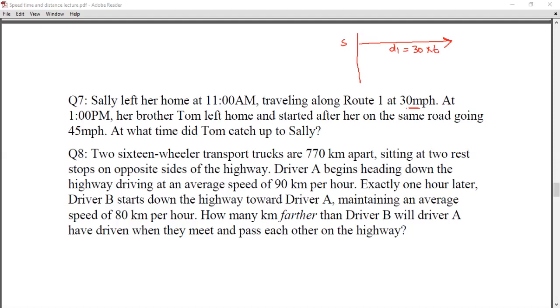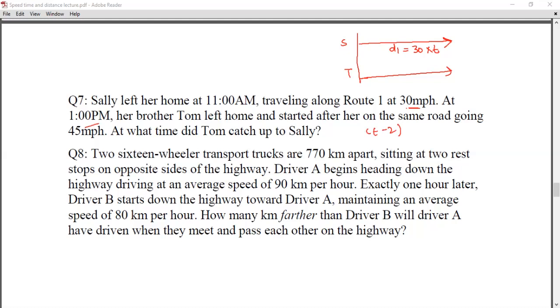Now for the same case, her brother Tom. For Tom, we again draw the same line, as the distance is common here. Tom's speed is given as 45 miles per hour, and he left 2 hours later than Sally. So the time taken by Tom will be t minus 2, as he has taken 2 hours less than Sally.